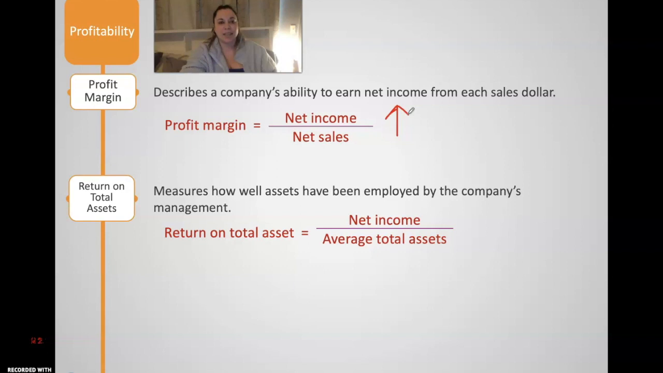Okay, return on total assets measures how well assets have been employed by the company's management. Or are we using our assets effectively? Are we taking our assets and using them to make income? Just like OCC's asset of the Gateway building, are we making money off of it? Yes, because there's classes there. So this lets us know if we are using our assets wisely, and we do want a higher number here. This one's pretty easy. Net income divided by average total assets. So I'm going to look at my total assets from last year and total assets from this year, add them together, and divide by 2, because remember we're doing the average.